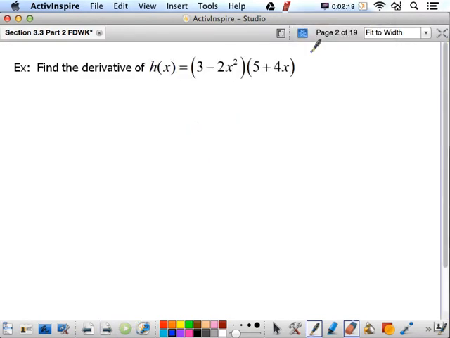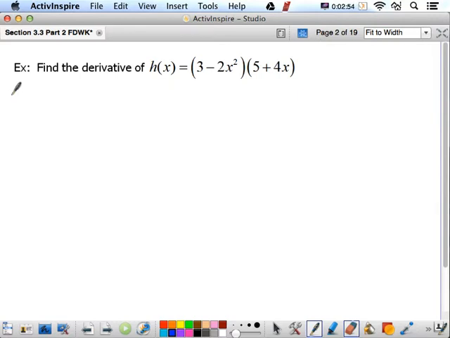So for this example, we have h of x equals parentheses 3 minus 2x squared multiplied by parentheses 5 plus 4x. Up to this point, if we wanted to find that derivative, we would have to FOIL or distribute it out and then take the derivative of each term separately. Do you guys understand that? Okay. Well, what the product rule allows you to do is just to skip over the distribution. Sometimes it turns out just to be easier to do it by distributing it anyway. So, you do sometimes get a choice if the directions don't say.